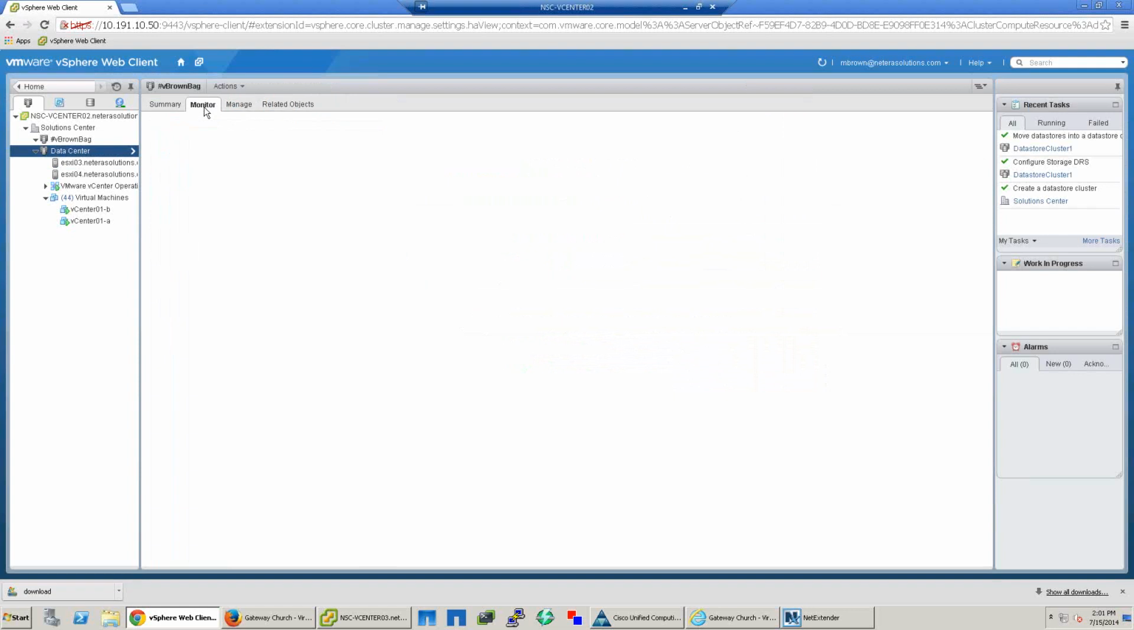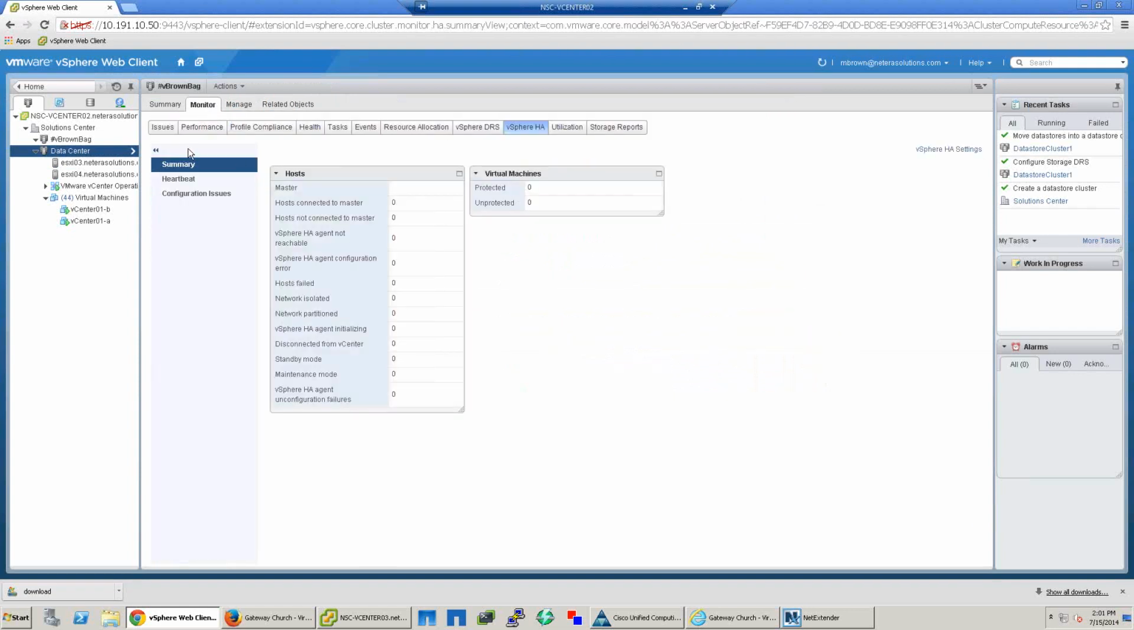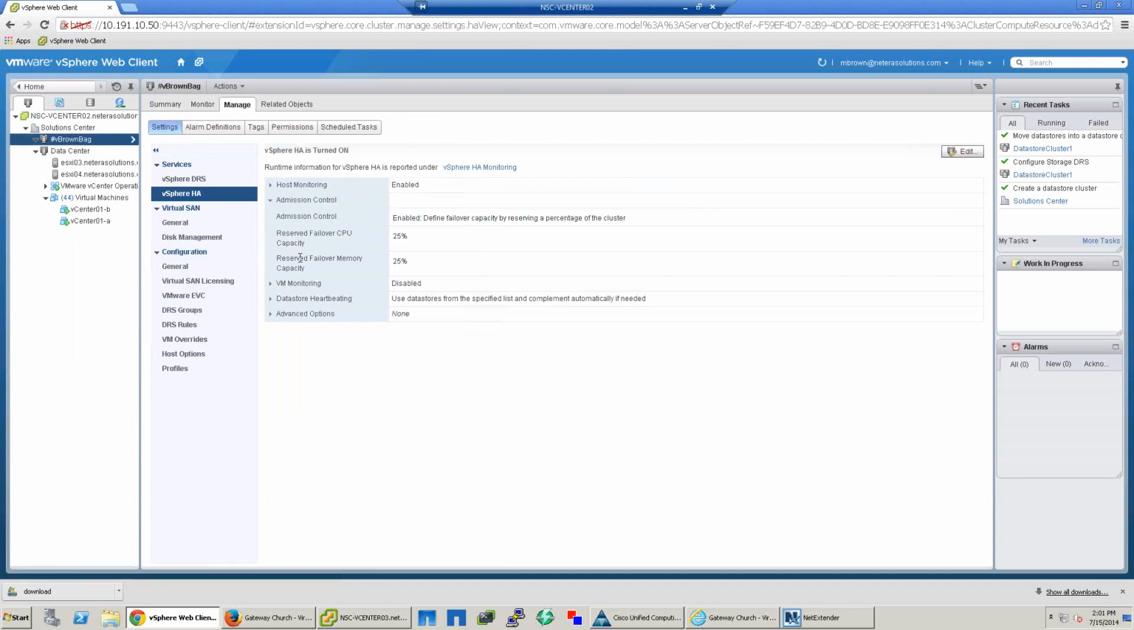Slot sizes. Oh, I didn't configure it here. I wanted to configure it here. I'm sorry. Here. That largest VM is going to be essentially divided into the total number of resources you have in the cluster, and that tells you how many slots you're going to have available to restart virtual machines based on the largest reservations you have in your cluster.